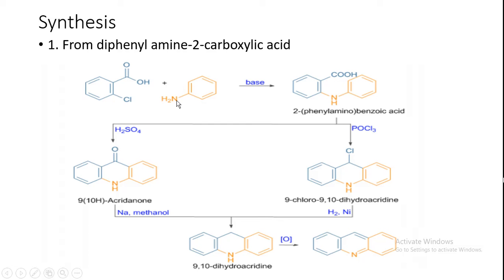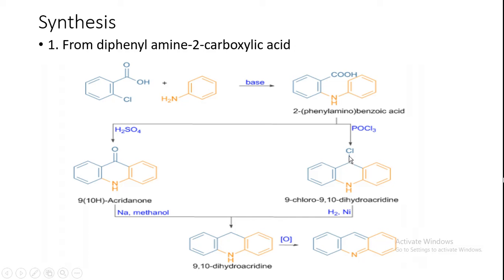So you react one aniline with 2-chlorobenzoic acid, so it will give 2-phenylaminobenzoic acid. Okay, after that there are two pathways from where you can get the acridine. Okay, either you can react it with POCl3 or H2SO4. Both will cause cyclization. The COOH carbon will connect to this one and chlorine will attach at this position.